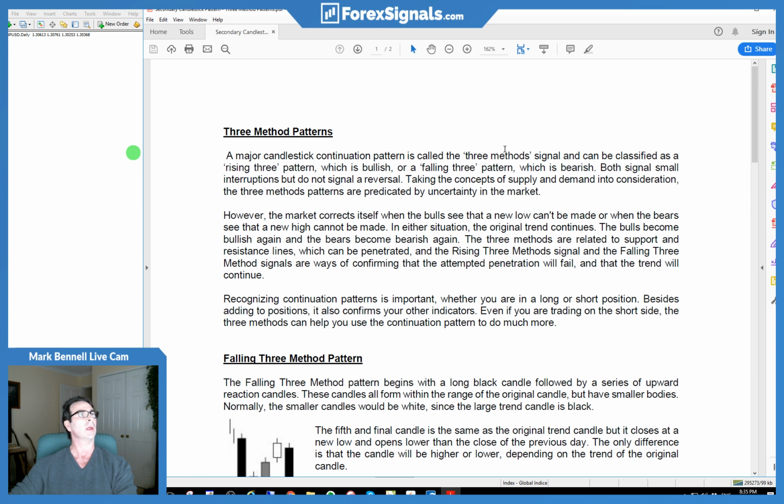So the pattern we're going to look at is called the three-method pattern. So let's read through this together. It says a major candlestick continuation pattern is called the three-method signal, and can be classified as a rising three, which is bullish, or a falling three pattern, which is bearish. Both signal small interruptions but do not signal a reversal. Taking the concepts of supply and demand into consideration, the three methods pattern are predicated by uncertainty in the market.